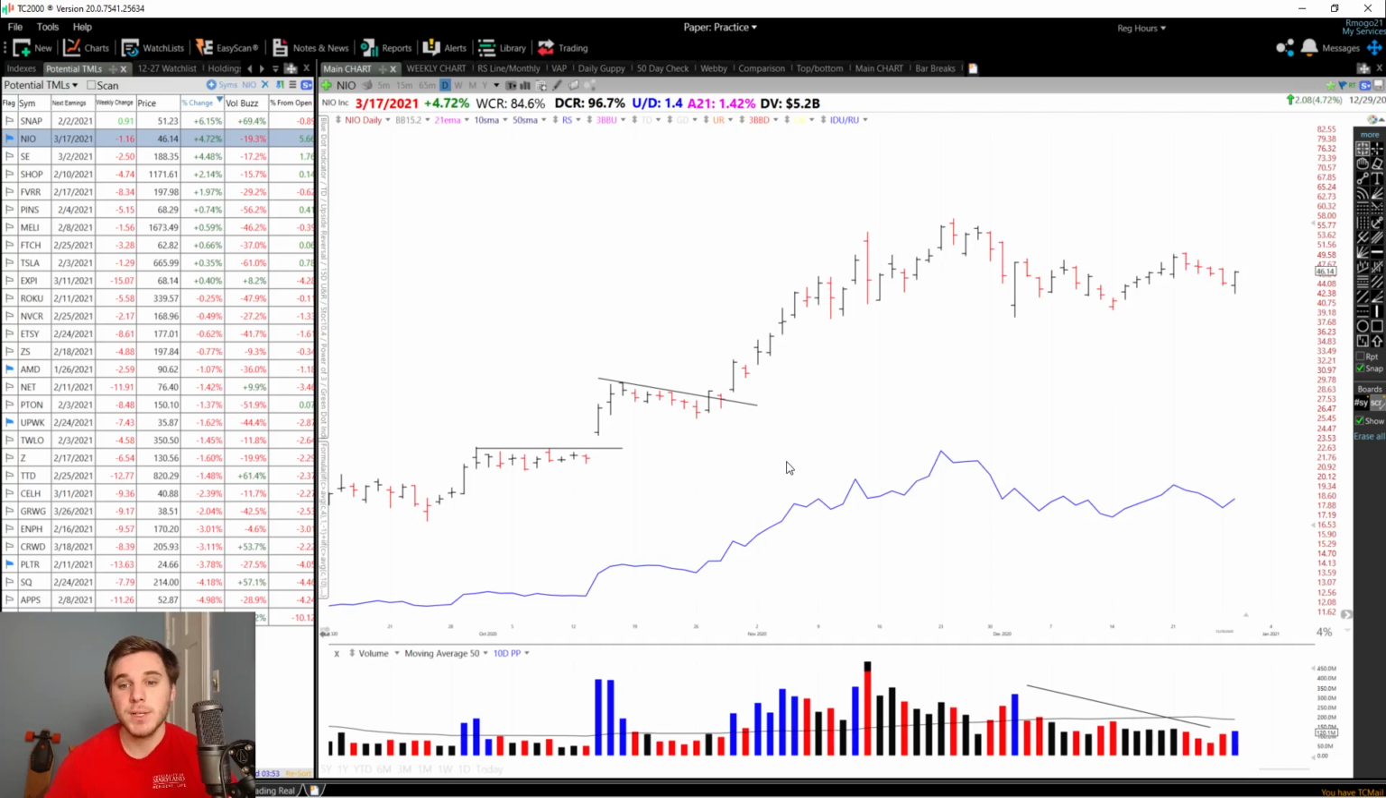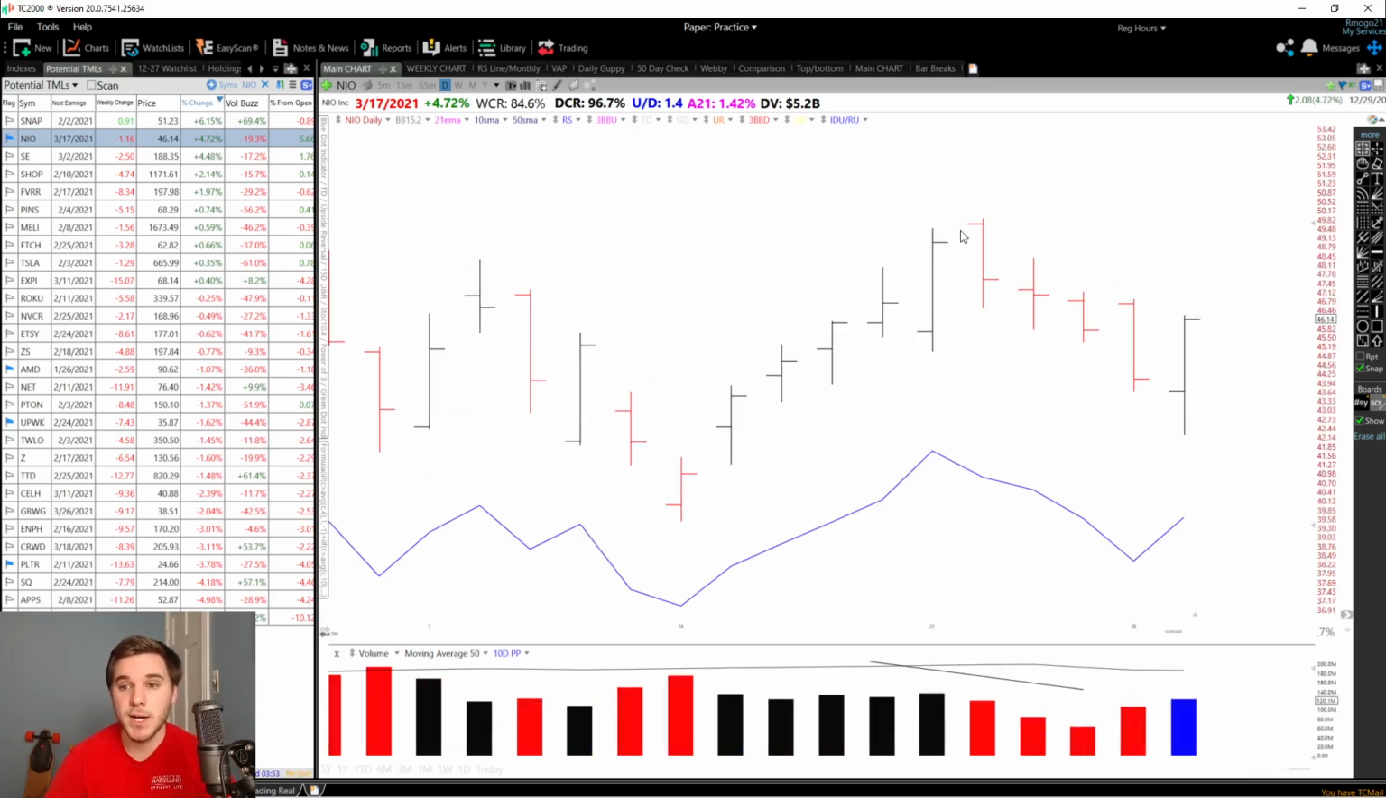So first of all, I do want to say that I think you want to keep this as simple as possible. You don't want to bog down your screen with too many oscillators and MACD histograms because that can obscure the actual price action and what's going on with the stock.